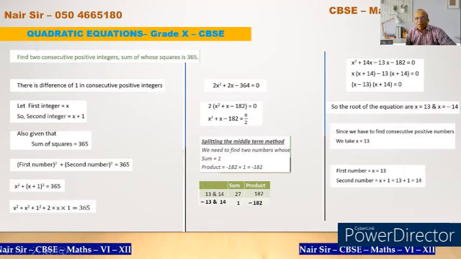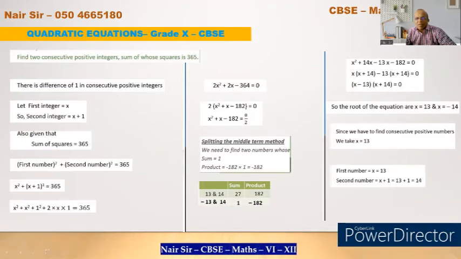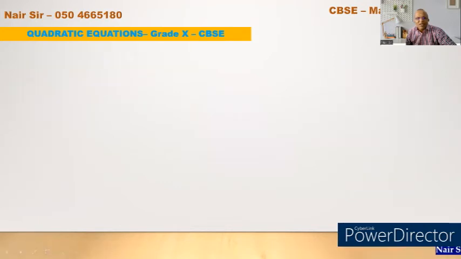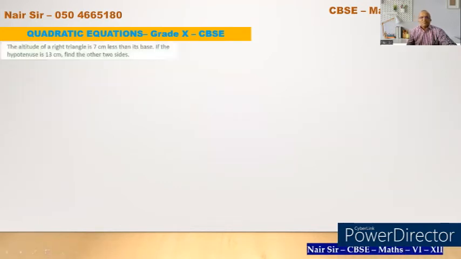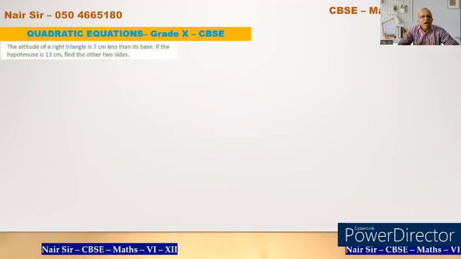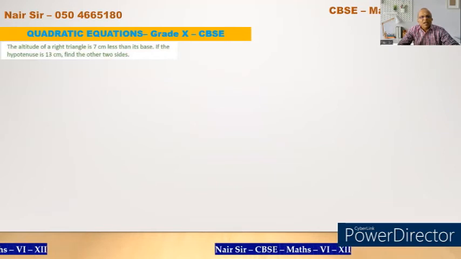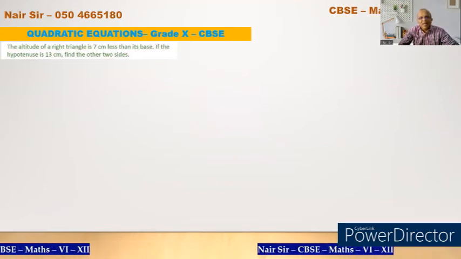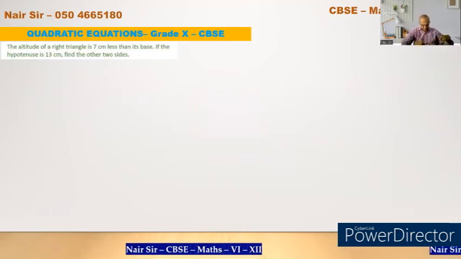Some small things, the animation has not gone right in this particular slide. Let's take the next question. Interesting question. The altitude of a right triangle is 7 centimeters less than the base.